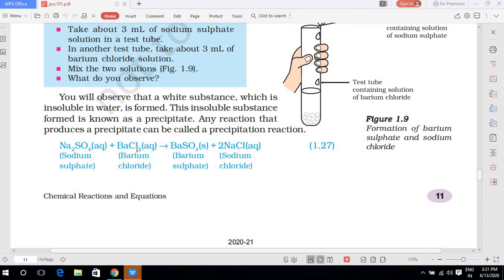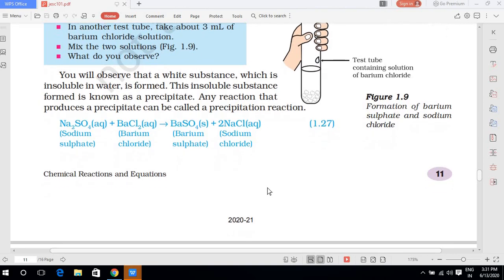The chlorine from the barium group is going to sodium, and even from the sodium group, the sulfate has gone to the barium group. So the changing of the groups is going on. This kind of reaction is called the double displacement reaction. Not single displacement, but double displacement reaction.